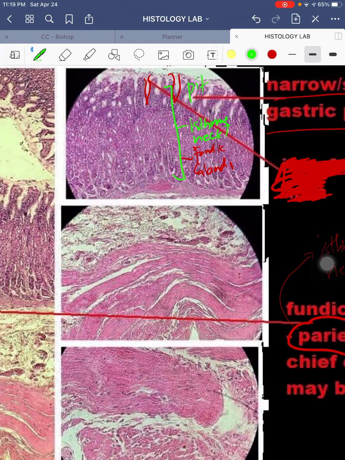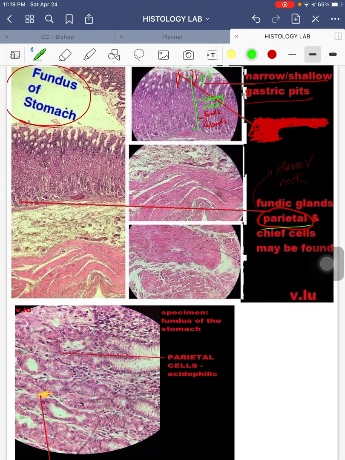Okay, we will talk about cells you can find particularly in the fundus of the stomach. Okay, and they are your parietal and chief cells. And even in the textbook, there are mucous neck cells. Okay? So again, one consideration that we think that this is the fundus, not the pylorus region, is your narrow or shallow gastric pits. When we go to the next slide, you will see the difference in the pits. Okay, so for pylorus of the stomach, it is deeper.